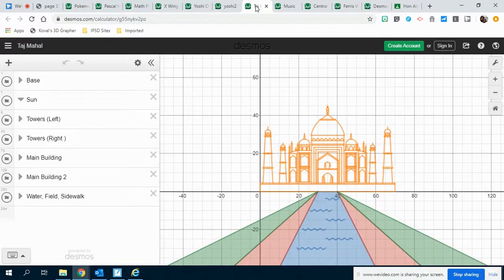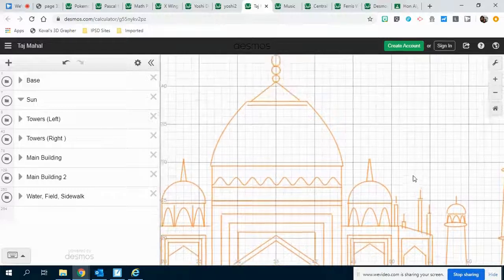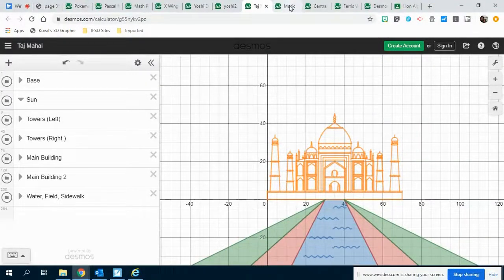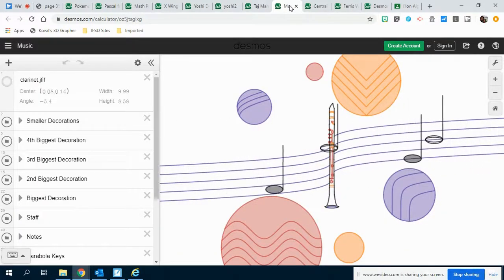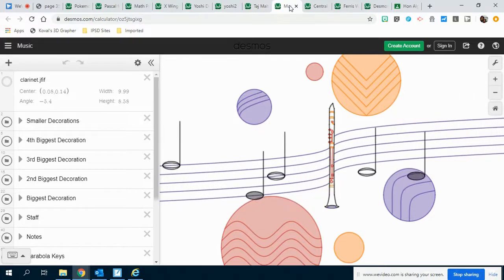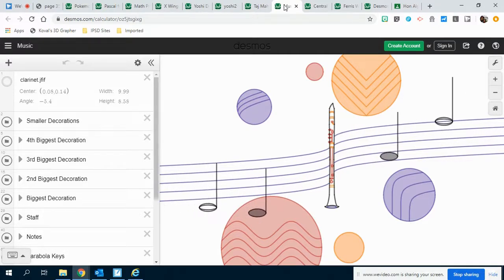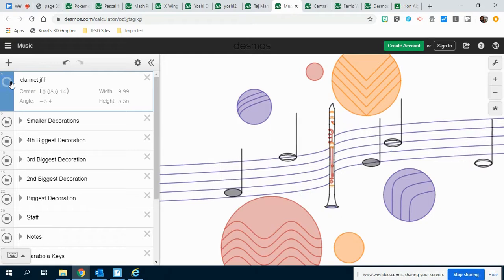Taj Mahal with some movable water. This is primarily shown just to show the types of detail that the student put in. There's a high amount of detail in the picture, and it looks very aesthetically appealing. Here's some music notes which move up and kind of show this curve around the instrument, around the clarinet, where the student put a picture in to kind of help them.